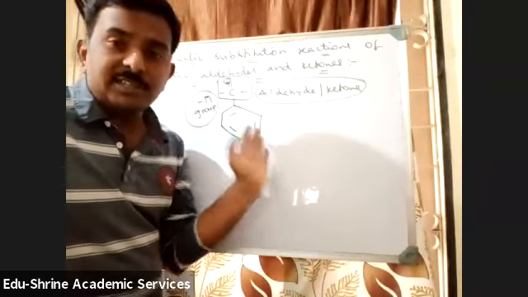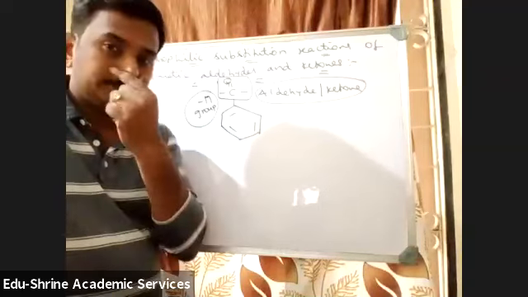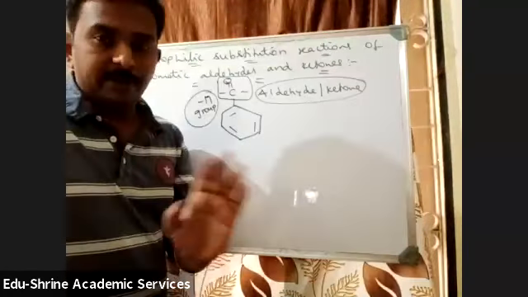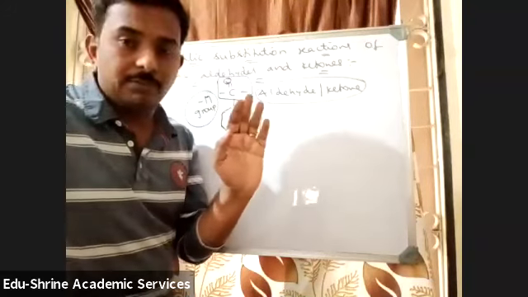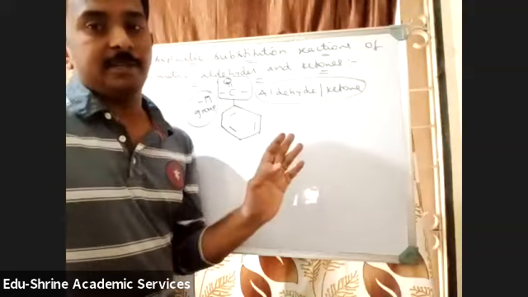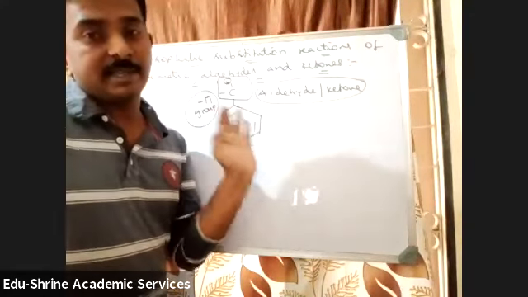At what positions will the electron density be decreased? Ortho and para, very good. So whether it is electron donating or electron withdrawing, only ortho and para positions are going to get affected. So at the ortho and para positions, the electron density is decreased.